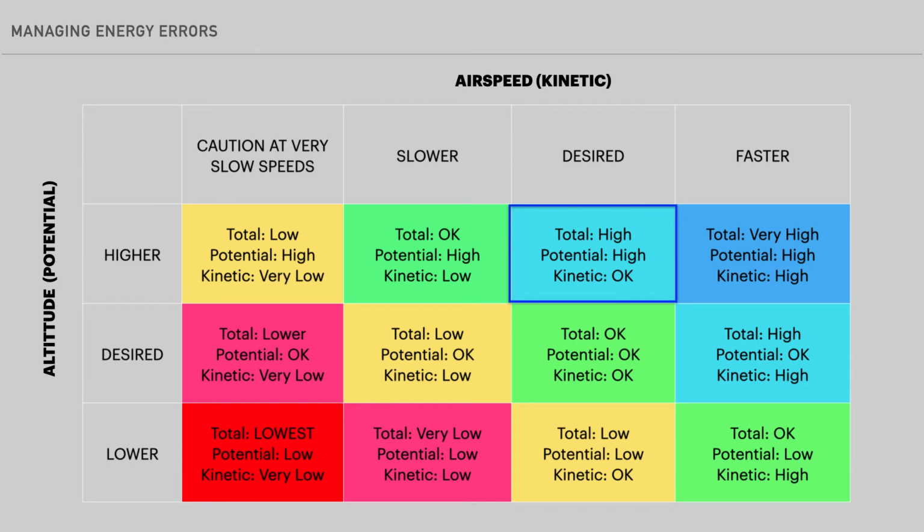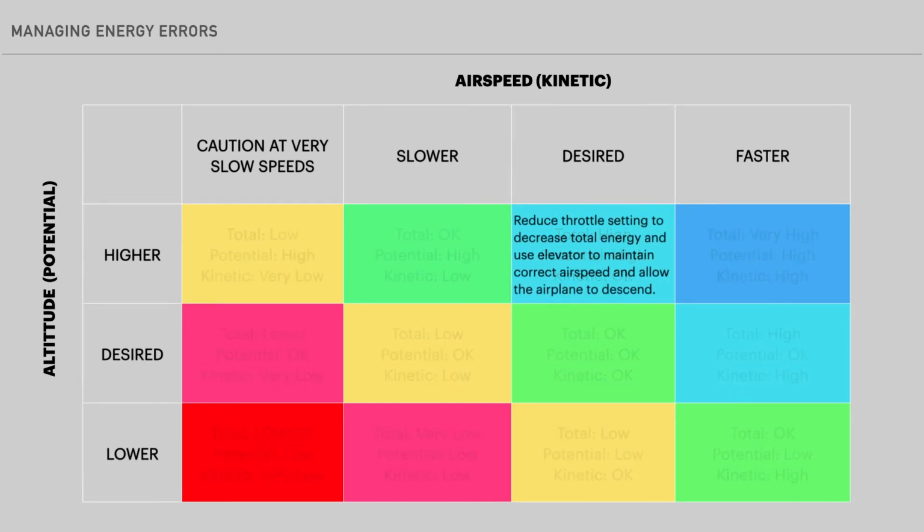In this case, the total energy is high due to increased altitude over what is desired, but the airspeed is on target. The pilot must respond in a way to keep the airspeed constant while reducing the total energy so they can descend. By reducing the power and using appropriate elevator back pressure, they can shed the excess energy and descend to the desired altitude. As always, upon reaching the new desired energy state, adjust pitch attitude and throttle setting as needed to maintain the new path speed profile.